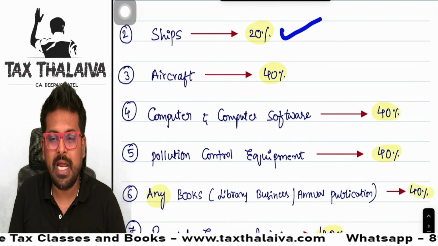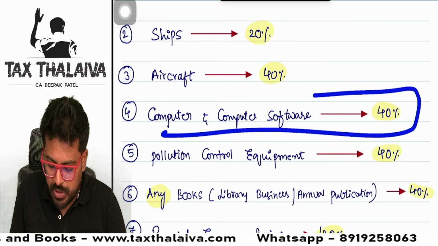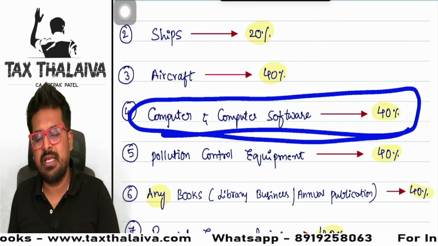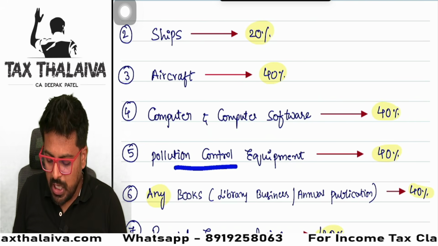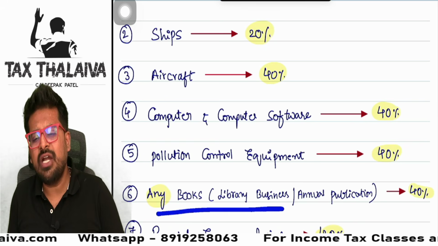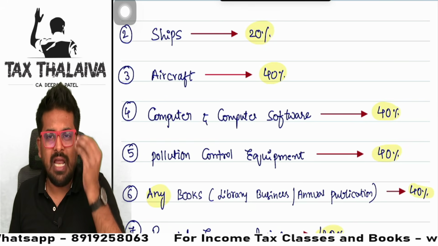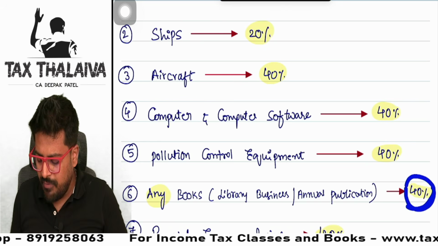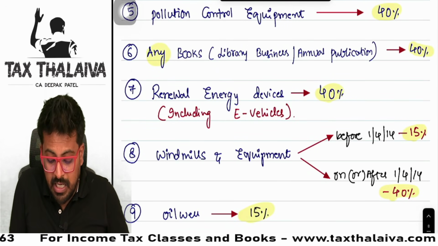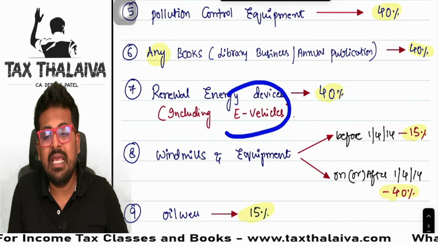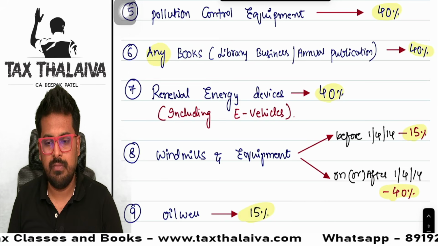If you have a ship, you can claim 20%. For aircraft, 40%. Computer and computer software, very, very important. Lot of times in examination, they will ask you, 40% you can claim. Pollution control equipments, 40%. Any kind of book you have, whether it is an annual publication, normal publication, library, business, anything, you're having a book as asset, 40% you can claim as depreciation.